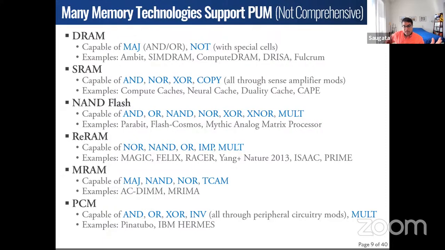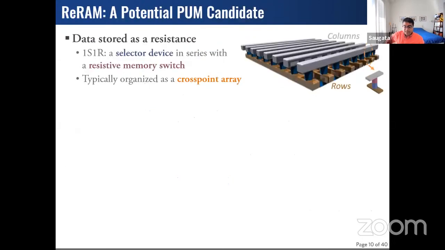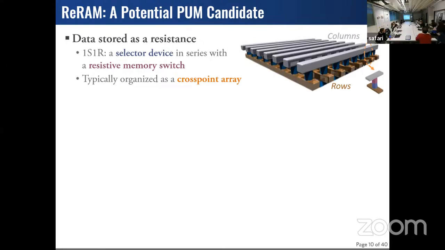There's a combination of different types of operations, some stemming from general purpose Boolean operations to the analog multiplies that we can do, or dedicated searches and TCAM search operations. So there's a wide range of capabilities here. But today I'm going to focus on ReRAM because that's the area where we were actually working with the device physicists and material scientists. This is the device that we spent time trying to understand, and it's a really promising candidate.